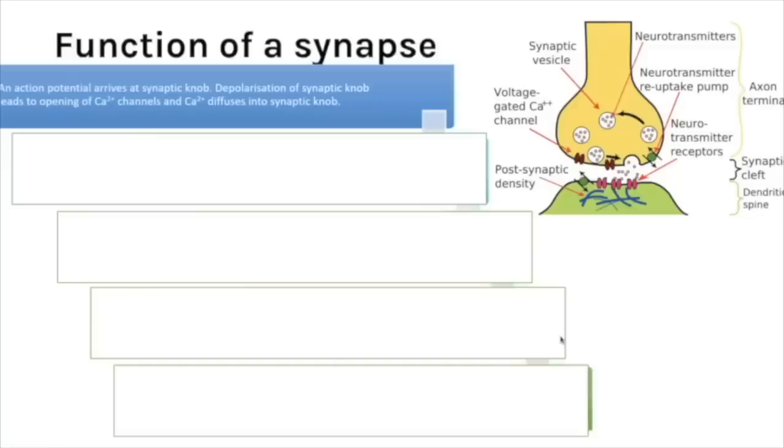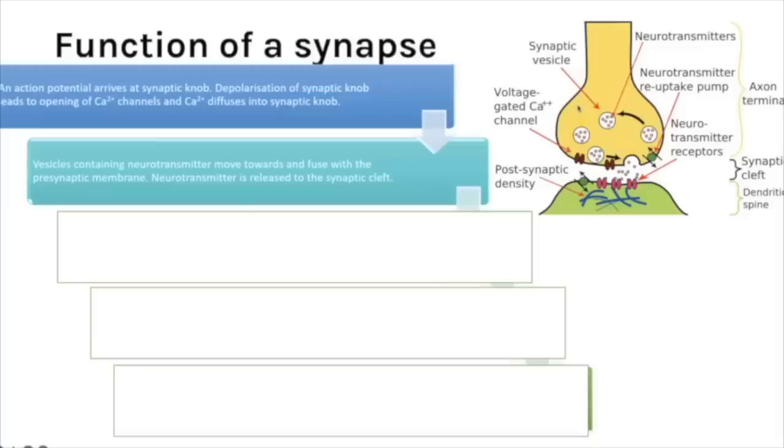Now, the way that this happens is, first of all, your action potential, as I said, will arrive at the end of the neuron, and we describe that as the synaptic knob. Depolarization of the synaptic knob leads to calcium ion channels opening, and therefore calcium ions will diffuse into the synaptic knob. Those calcium ions will cause the vesicles that contain the neurotransmitter to move towards the membrane, fuse, and release the neurotransmitter into the synaptic cleft.